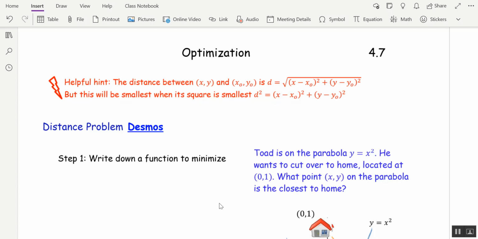Today we're going to do applications of finding maxes and mins, which typically we call optimization. I'm going to do 3 problems with you. The first one involves distance.